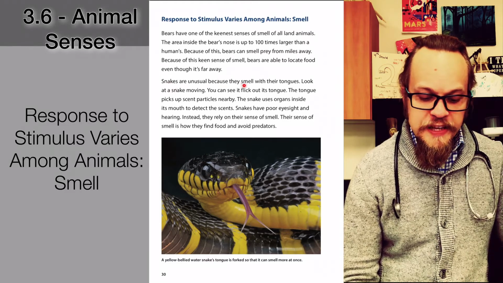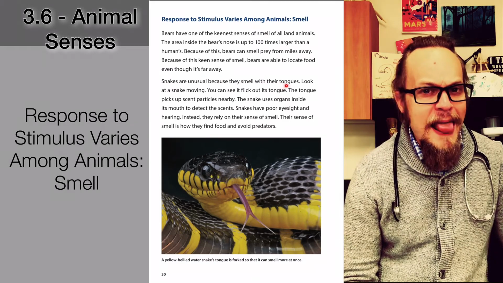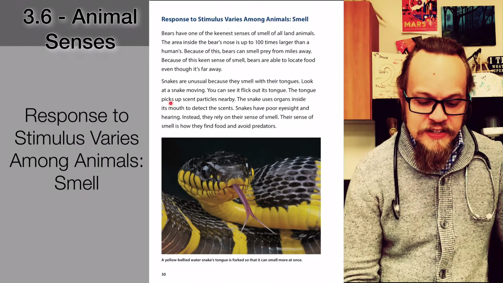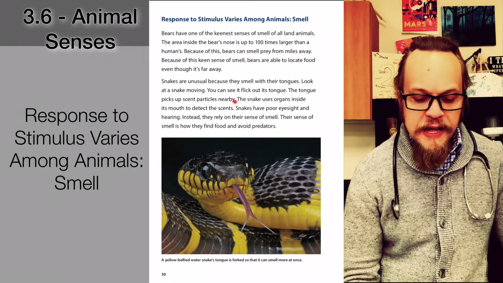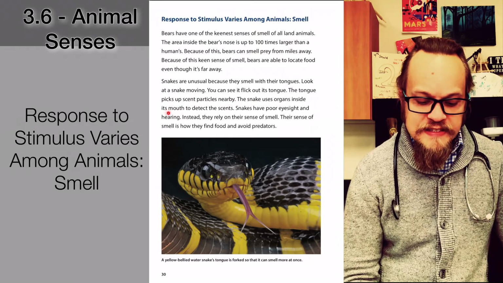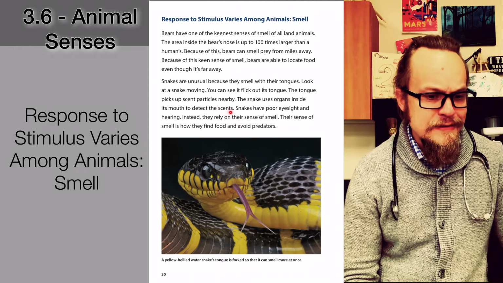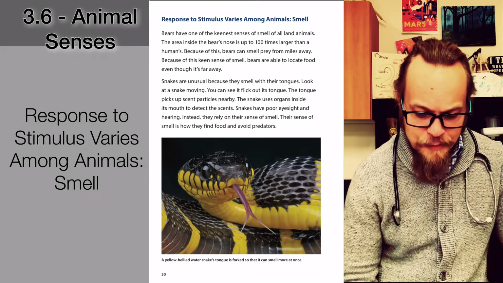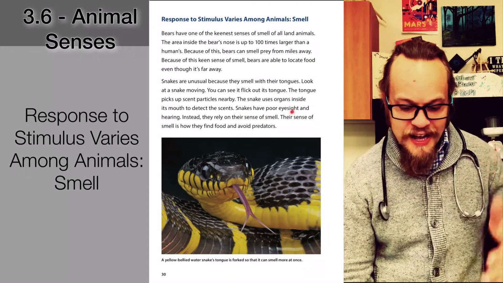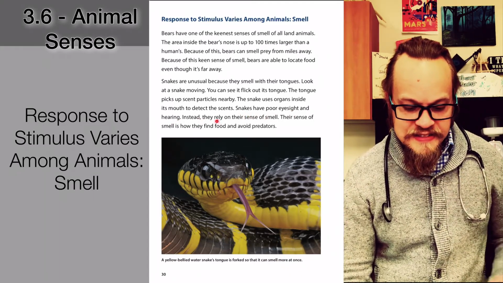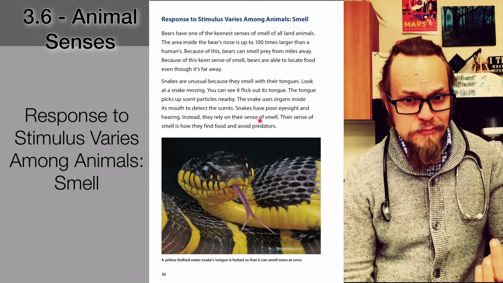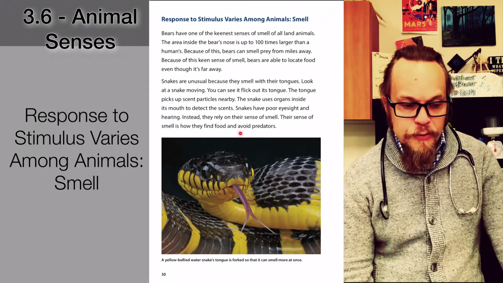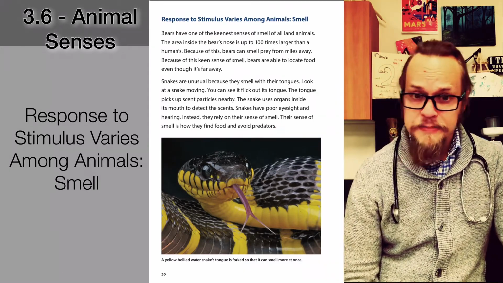Snakes are unusual because they smell with their tongues. Look at a snake moving, you can see it flick out its tongue. The tongue picks up scent particles nearby. The snake uses organs inside its mouth to detect the scents. It's not tasting, they're smelling the air when their tongue sticks out. Snakes have poor eyesight and hearing, but instead they rely on their sense of smell through their tongue. And their sense of smell is how they find food and how they avoid predators.